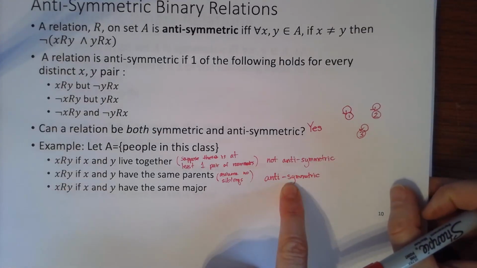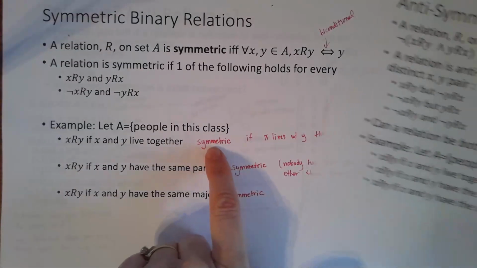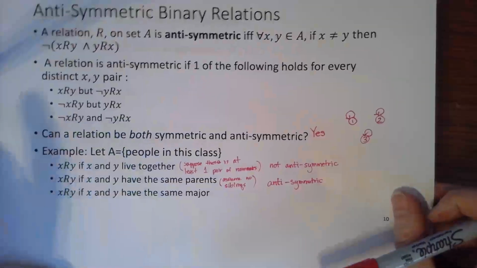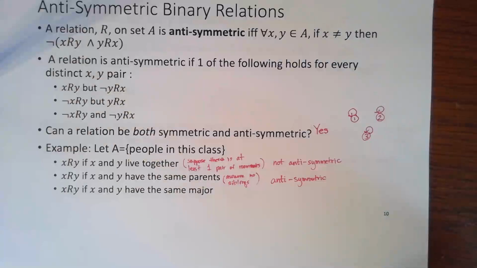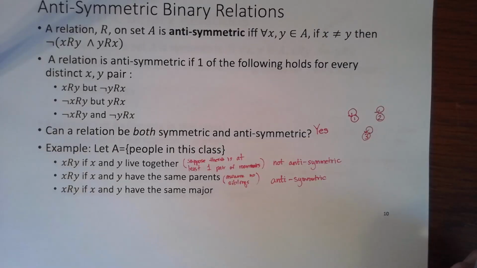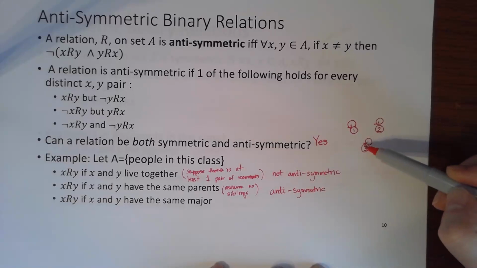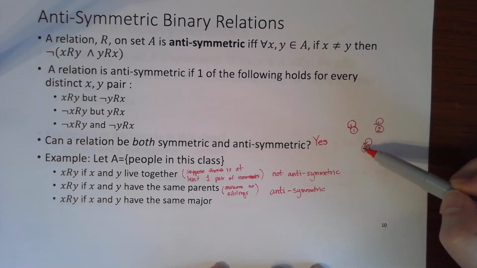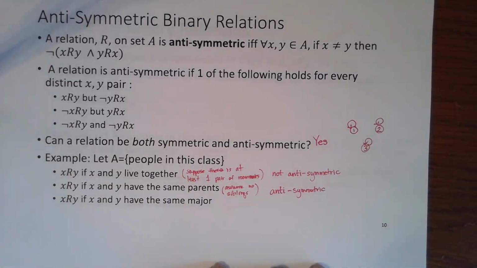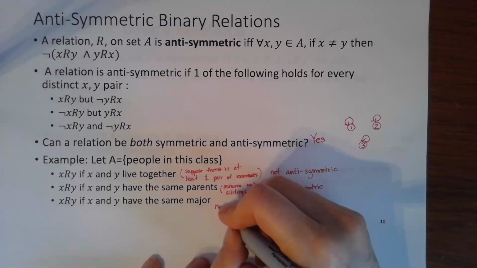Now, notice here it was symmetric and anti-symmetric at the same time. Here this one was symmetric, but not anti-symmetric. And then the last example, having the same major, every possible pair is in there. Every student has the same major as all the rest of them. So we would have 3 is related to 1, 1 is related to 3, 1 is related to 2, every single possible thing in there. So this one is certainly not anti-symmetric.